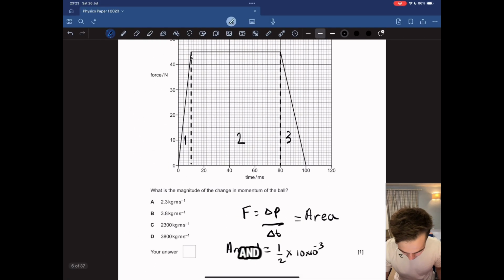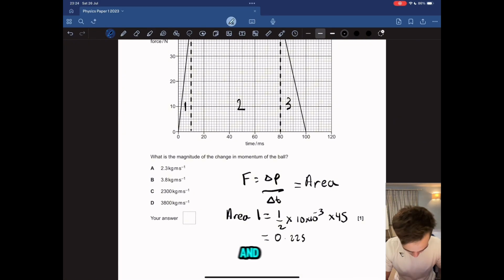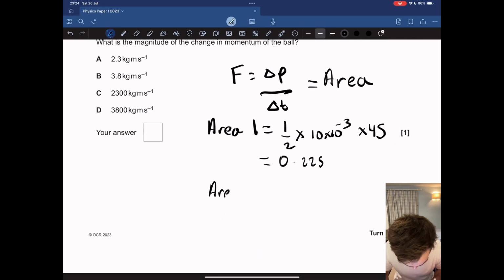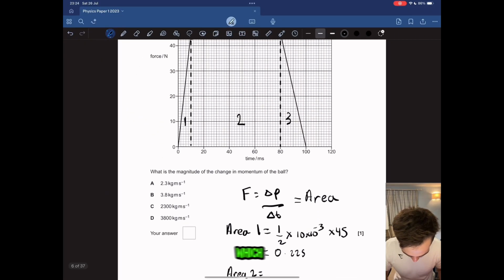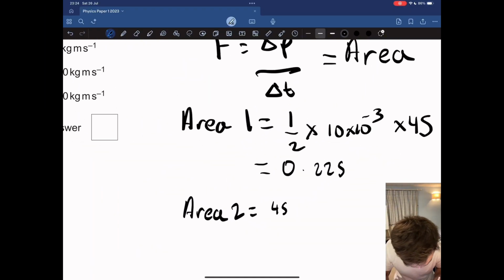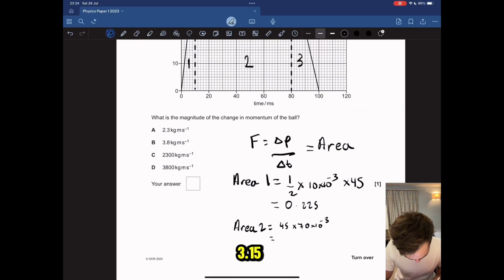10 times 10 to the minus 3, and then times by the force of 45, which is 0.5 times 10 to the minus 3 times 45, 0.225. And then area 2 is just base times height, which is 45 times 70 times 10 to the minus 3, which equals 3.15.